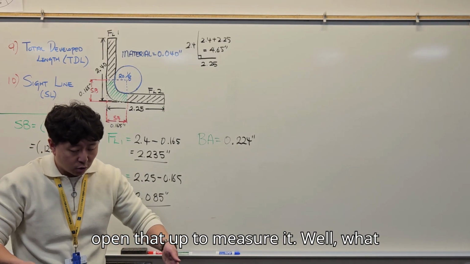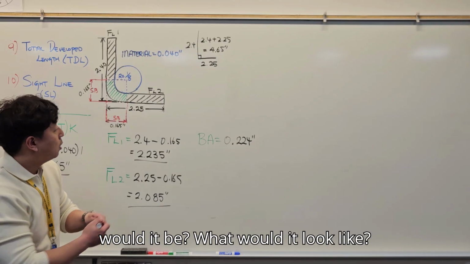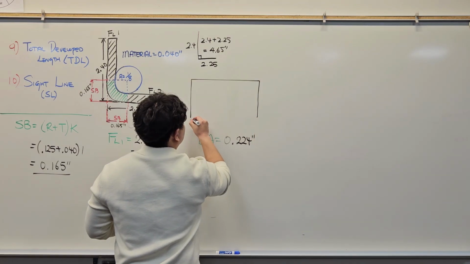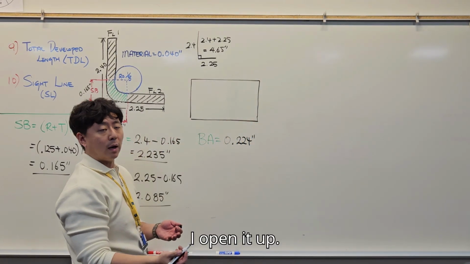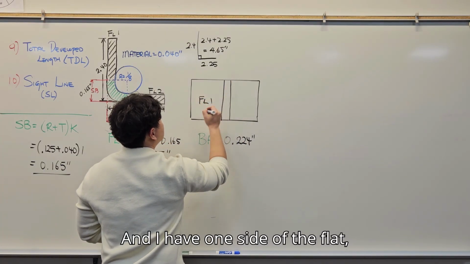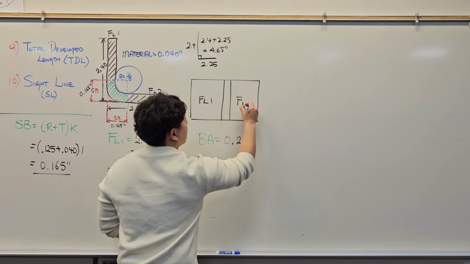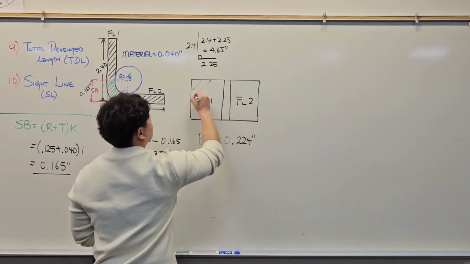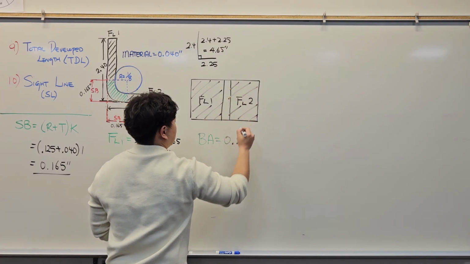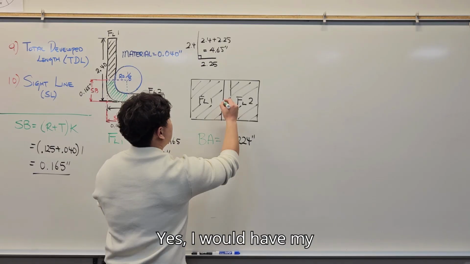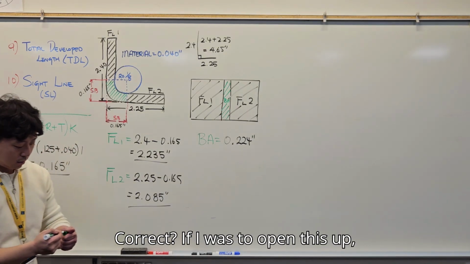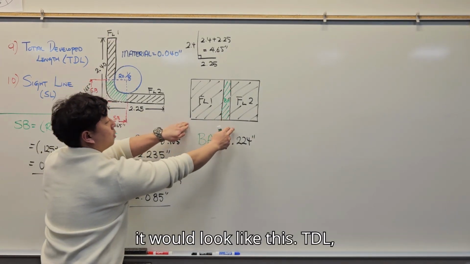I open that up to measure it. Well, what would it look like? It's going to look like this. I open it up, and I have one side of the flat, and then the other side of the flat. And in the middle, what would I have? Yes, I will have my bend allowance. Correct? If I was to open this up, it will look like this.